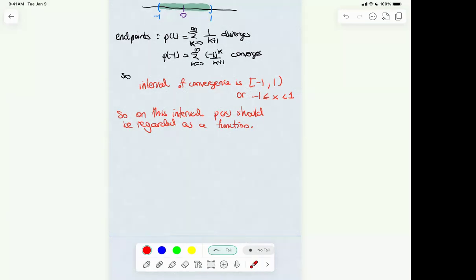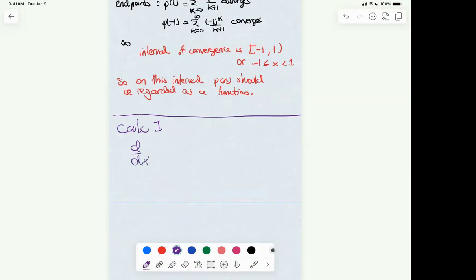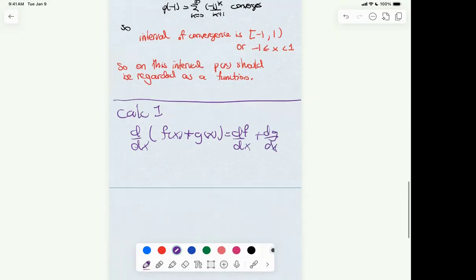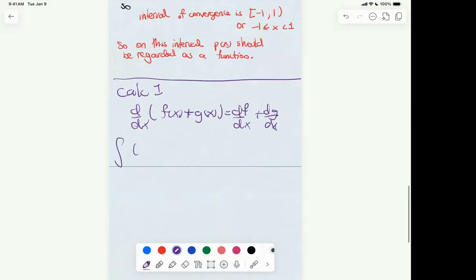And the amazing thing about a power series is that you can do it in the most naive way, where you just do it term by term. This is a crazy thing because, from Calc 1, you know that if you have two functions and you add them together, the derivative of a sum is the sum of derivatives. And the antiderivative, or a definite integral, behaves kind of the same way.